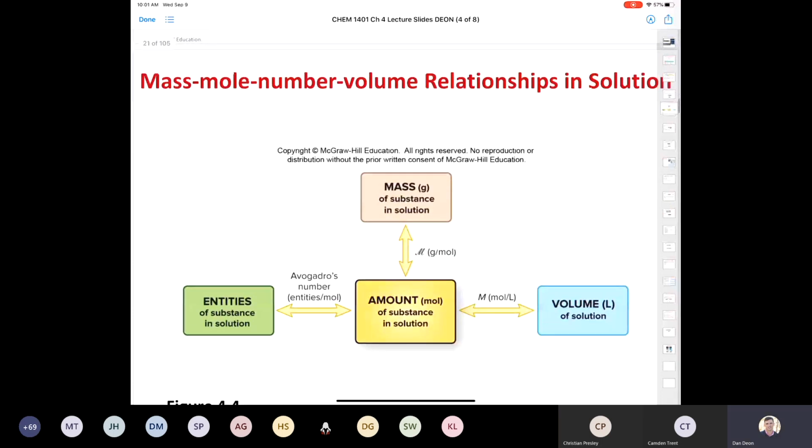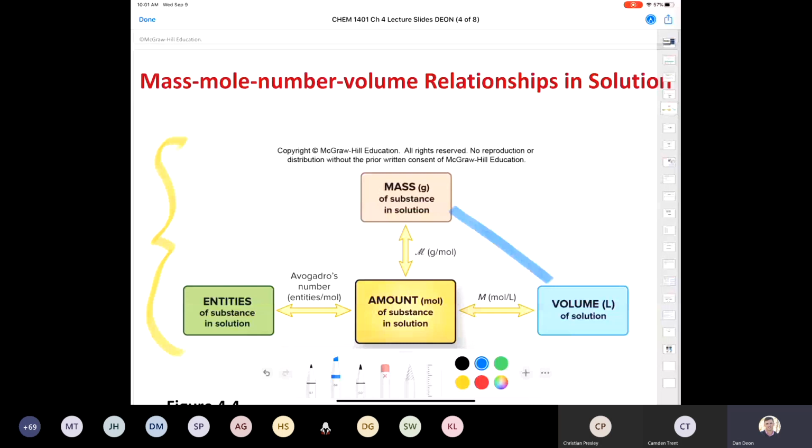All right, let's take a look at this slide here. Mass, mole, number, volume, relationships in solution. Look at any general chemistry textbook under the sun, I don't care who wrote it, they've always got some version of this exact figure. And you're like, why is it in every book? Must be important, Mr. Dion, and you're absolutely right. It's just trying to get you to understand that you can't do things.